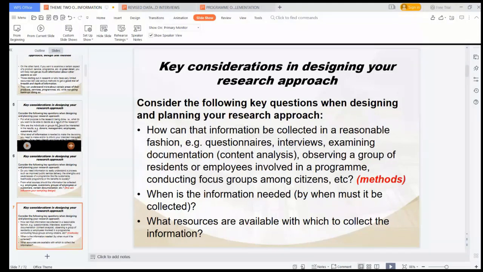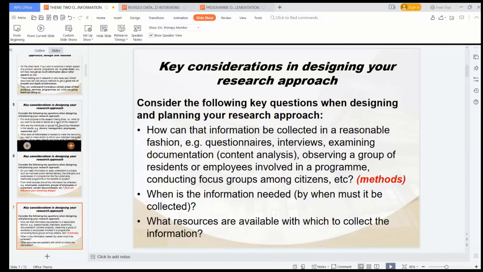Further, how can that information be collected in a reasonable fashion? What is the method of doing it? Are we going to issue questionnaires? Are we going to do it via interviews? Will we do content analysis by examining documentation? Will we observe a group of residents or employees involved in the program? Or will we do it via focus groups? These are the different methods that are available in conducting research. And I think you might be familiar with this. And I hope you're not doing your research for the first time.